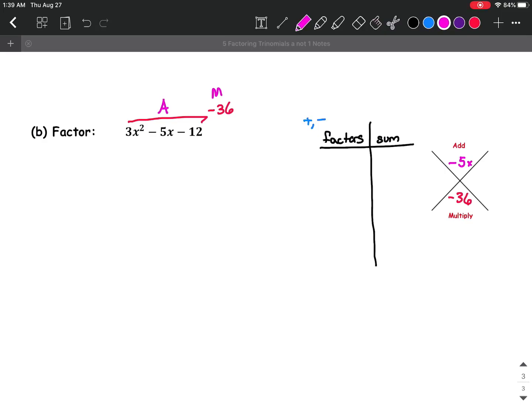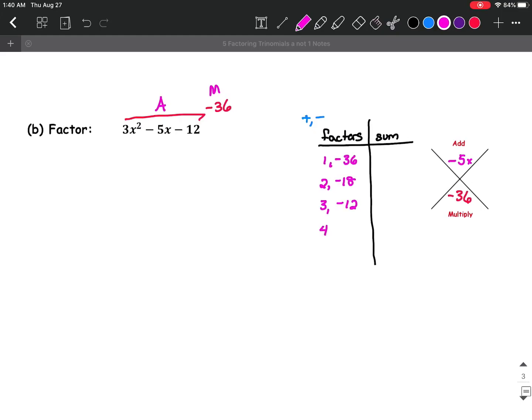So what multiplies to negative 36? That would be 1 and negative 36. 2 goes in negative 18 times. 3 goes in negative 12 times. 4 goes in negative 9 times. 5 does not go into 36. And 6 goes in negative 6 times.